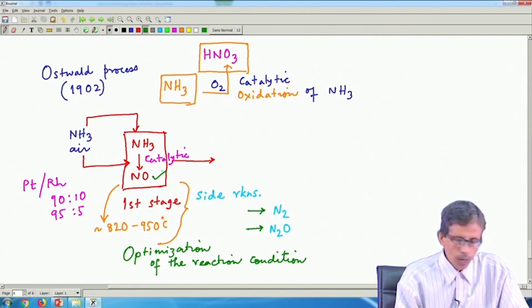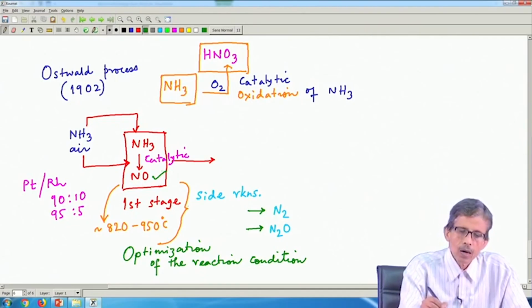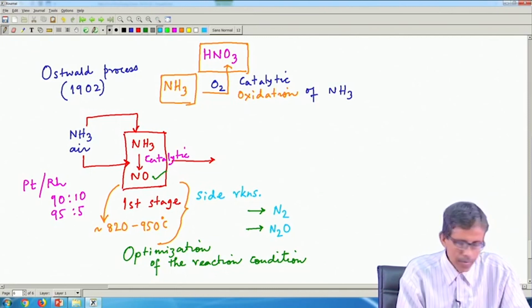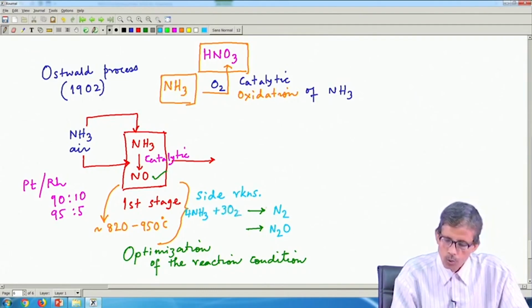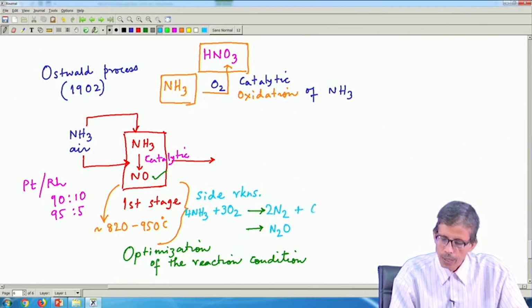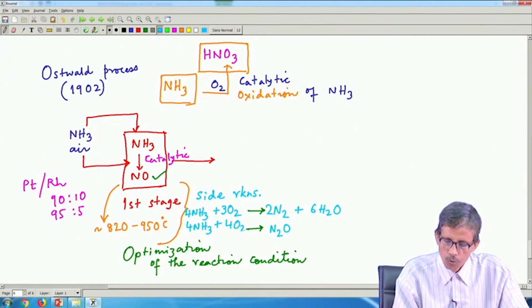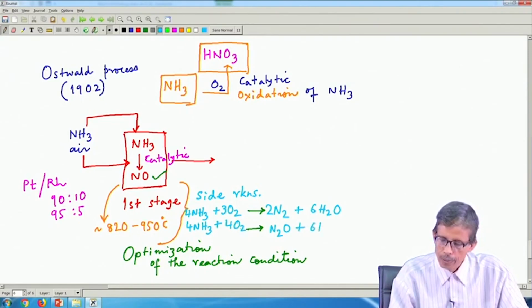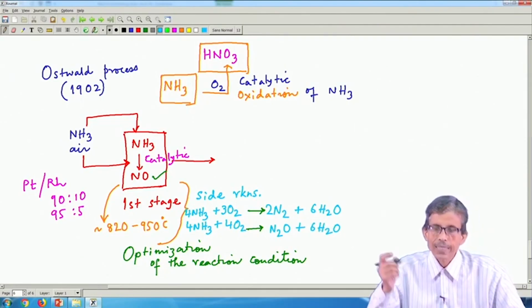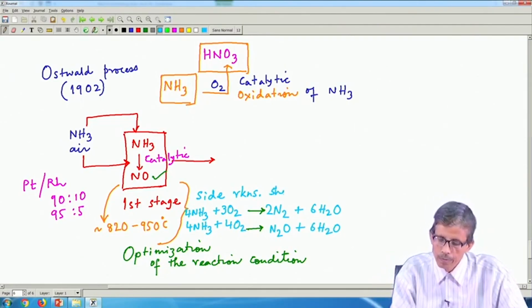So, this is how we get those reactions. 4NH3 plus 3O2 giving you twice of NO plus 6 water. Similarly, 4 NH3 plus 4 O2 giving you N2O plus 6 H2O. So, side reactions should be avoided.